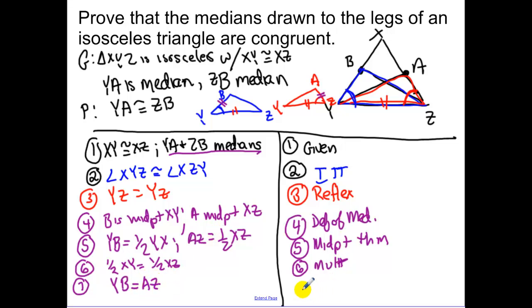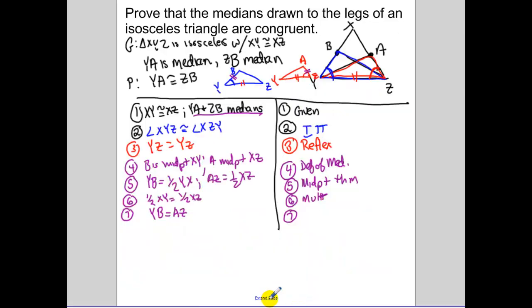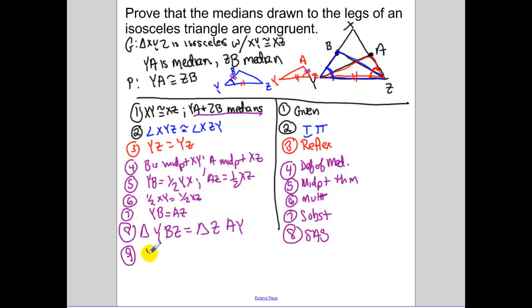So now we have our triangles congruent. That was by substitution. Now our triangles are congruent by side angle side. And then we can say that our corresponding pieces are equal by CPCTC.